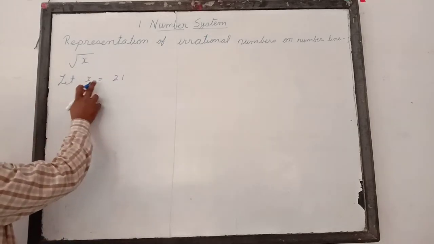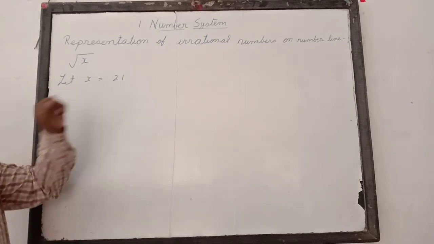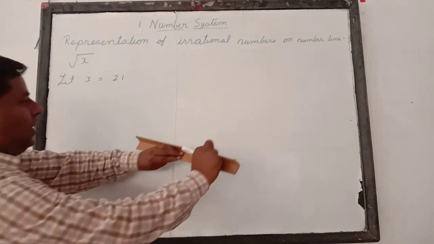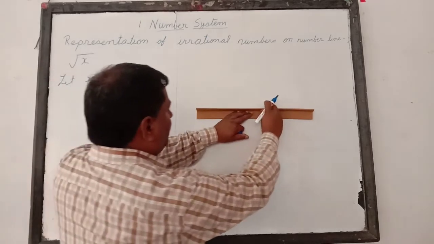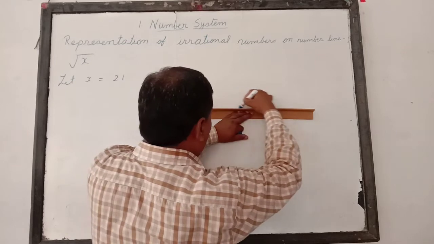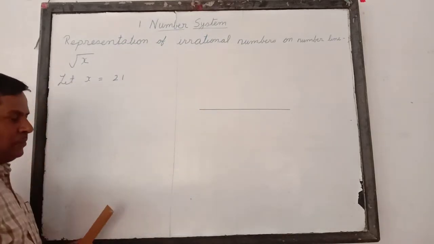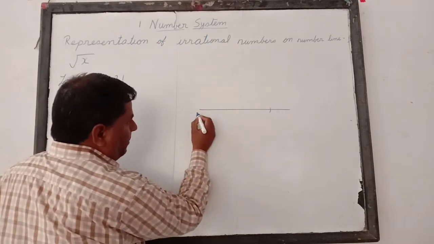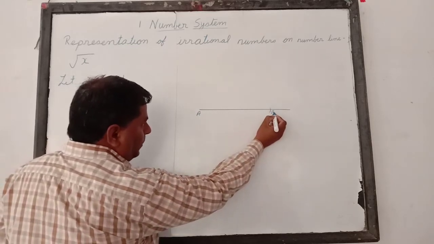Okay, so then how do we represent root x? We have taken x as 21. So what we do is we measure this distance on the number line, that unit, and we draw a straight line. First draw a straight line. Now measure this distance of 21 units with the help of a scale, and from here cut an arc. I have taken this initial point as A and this point as B.